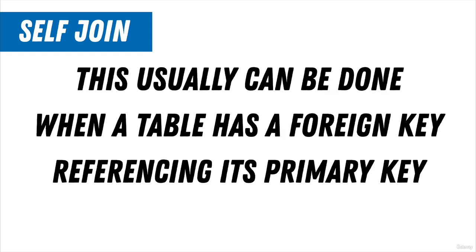Mo, you just told us that primary keys and foreign keys are the main way to join. What is this all about? Hear me out. This usually can be done when a table has a foreign key referencing its primary key. I can hear you saying, Mo, you're crazy, this isn't a thing. And I can most certainly assure you it is. It's not super common, but it can happen. There can be a foreign key in a table that references the same primary key in the table.